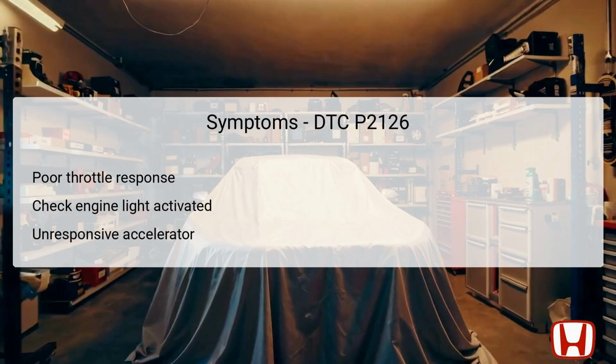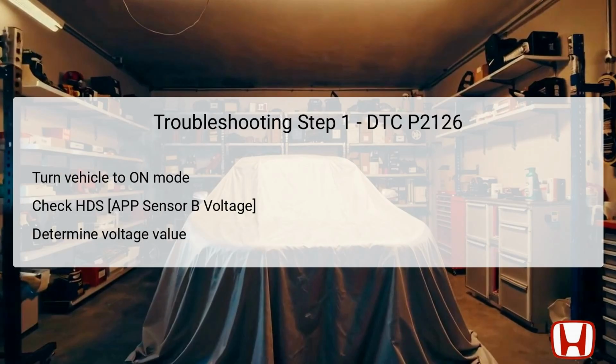Therefore, any observable behaviors in the vehicle's acceleration performance should prompt an immediate inspection for this DTC to ensure safety and functionality. The first troubleshooting step for diagnosing DTC P2126 involves turning the vehicle to the on mode, which is essential for activating the onboard diagnostic system.